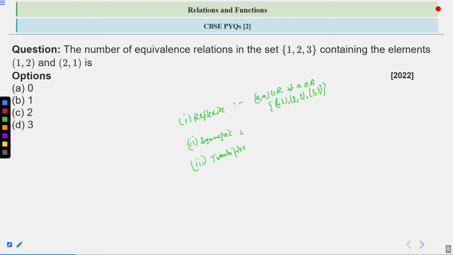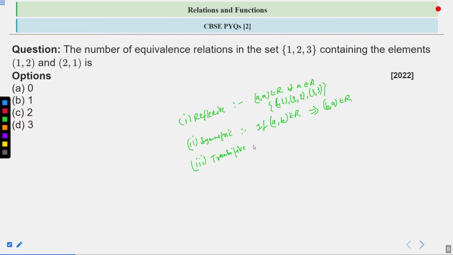Now for symmetric, what is the condition of symmetricity? If (a, b) belongs to R, this implies (b, a) must belong to R. So if (1, 2) is contained in the set, then (2, 1) must be contained. If (1, 3) is contained in the set, then (3, 1) must be contained. This is the condition of symmetricity.